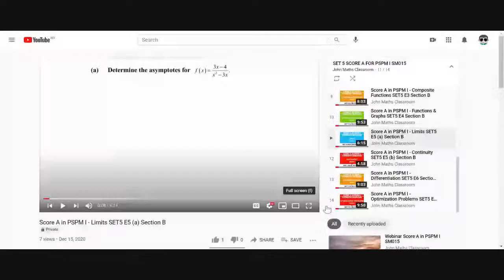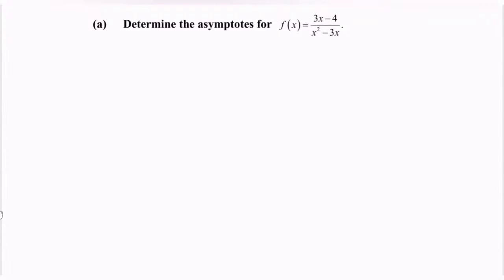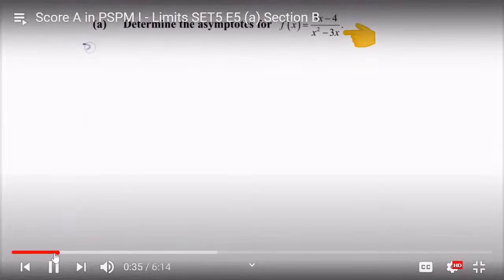So kelima adalah soalan asymptote. Okay, asymptote. I'm going to discuss the example for limit. Determine the asymptote for the function f(x) equals (3x minus 4) over (x squared minus 3x). So now we are going to the first category, which is the vertical asymptote. So in order to find the vertical asymptote, kindly refer to the denominator part of the function.